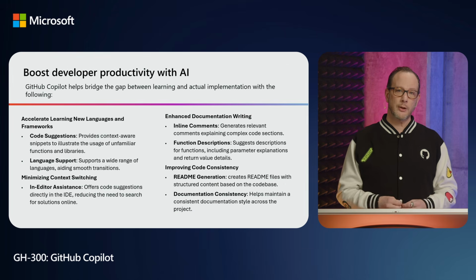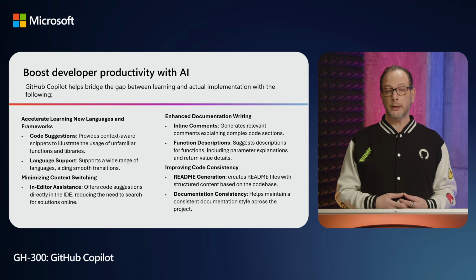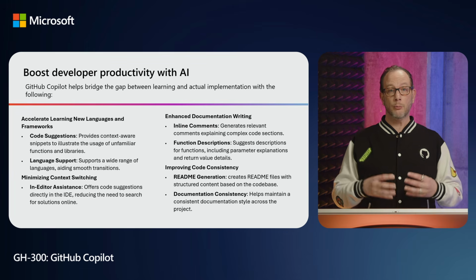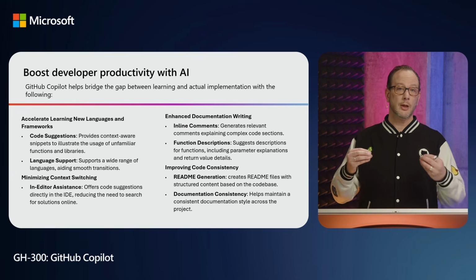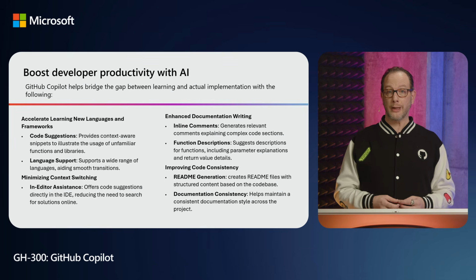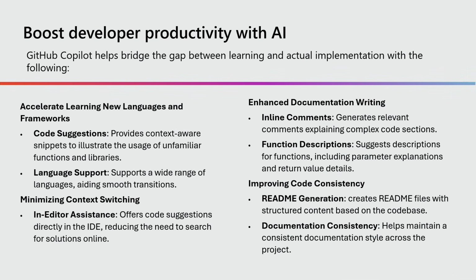Now this slide examines how GitHub Copilot improves productivity by supporting documentation, learning, and routine coding tasks. Copilot can generate inline comments, as you already saw before, and function descriptions, but also README files, making it super easy for anyone to explain and maintain code without breaking focus.